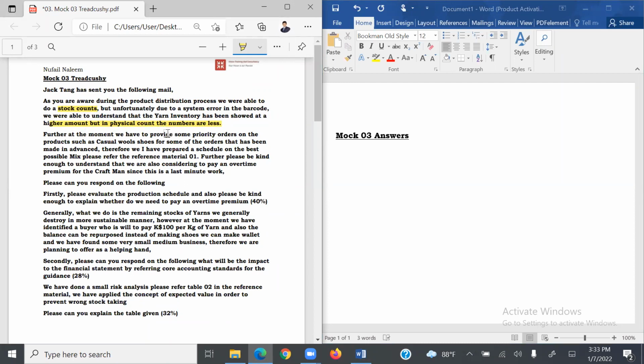Now further, at the moment, we have to provide some priority orders on products such as casual wood shoes for some of the orders that have been made in advance. Therefore, I have prepared a schedule on the best possible mix. Please refer to reference material 1. Further, we are also considering paying an overtime premium to the craftsmen since it's last minute work. So students, there was an inventory issue, and that inventory issue is effectively increasing the limiting factor. That is, the craftsmen need to be paid more, and they have done a proper mix analysis of this.